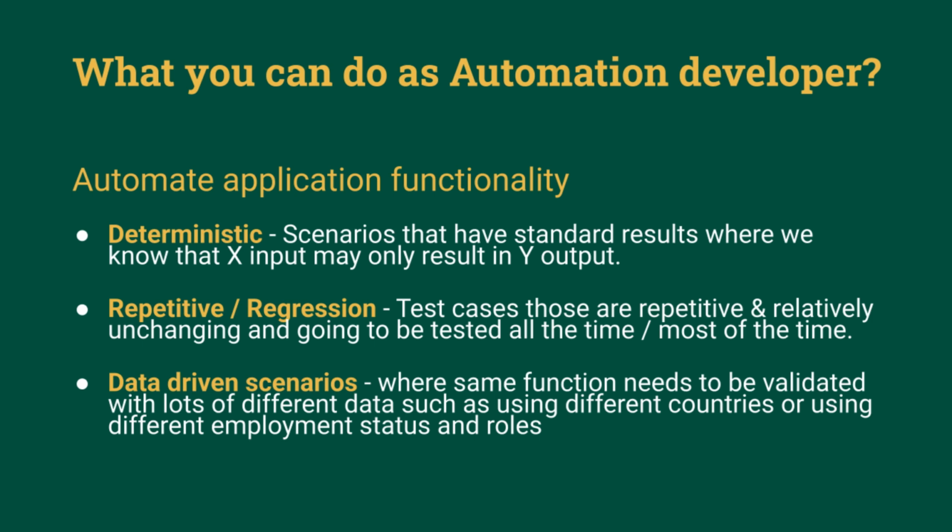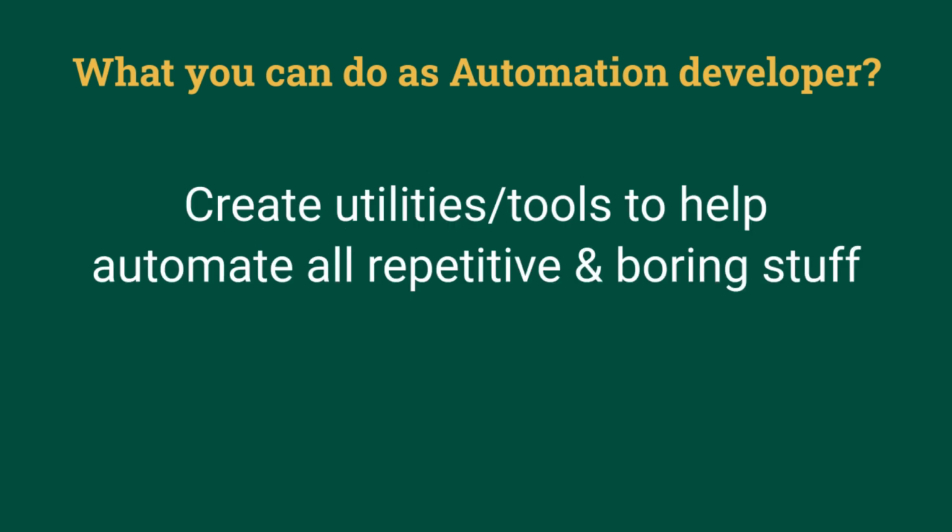The other thing you can do as an automation developer is to create utilities and tools to help automate all the repetitive and boring stuff that consumes lots of time and effort while you're doing your core automation tasks. For example, during my recent project, I was required to analyze and merge 10 different Excel data sheets. Each sheet had more than 30 tabs, and each tab with more than 30 data columns.